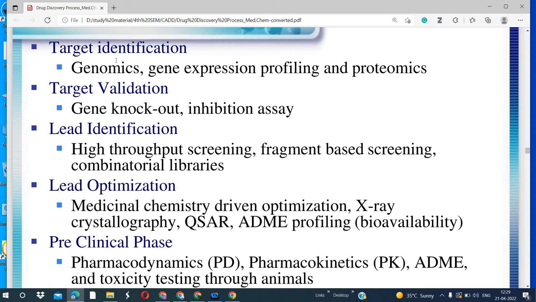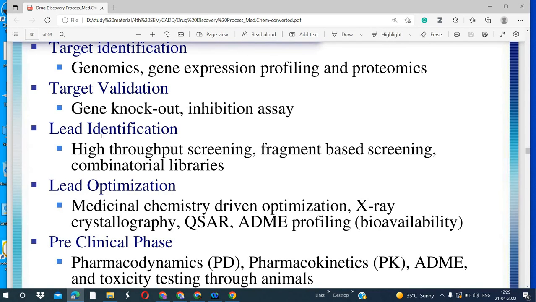Fragment based screening is also done. We can take the fragments of the active drugs, the fragments that work against the target. The different fragments can work against the target. So we can take the fragments of already discovered drugs and screen those fragments against the targets. That can also be done. In this we can take the help of computers also. So we take help in target identification, validation, and lead identification. We use computational tools.